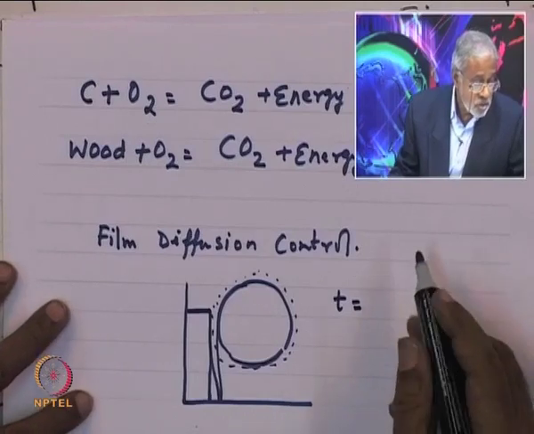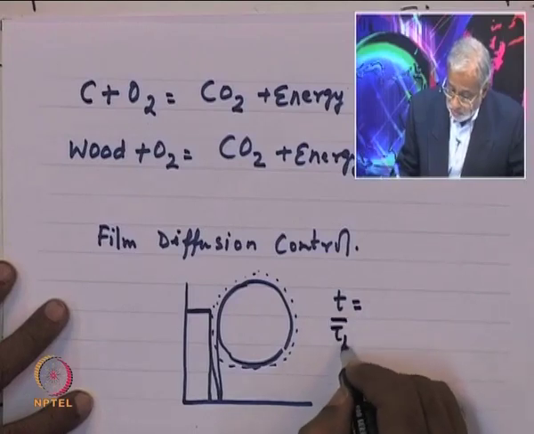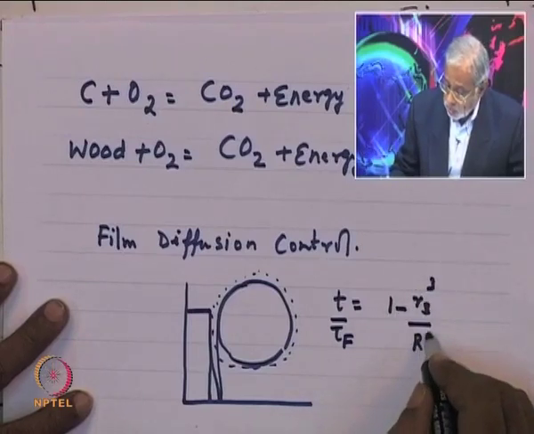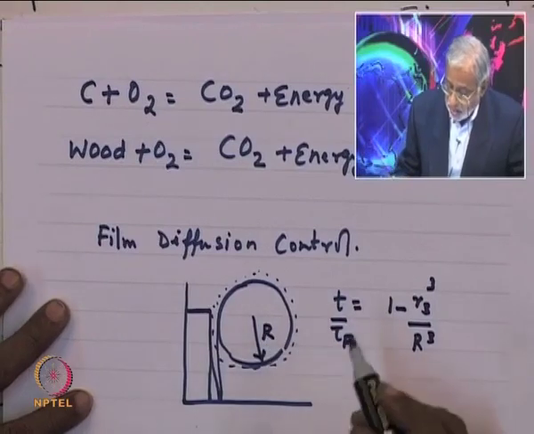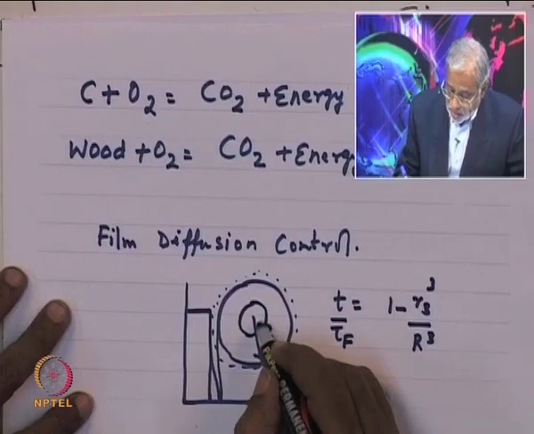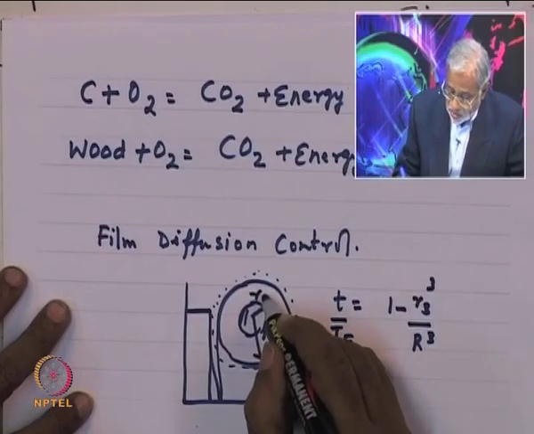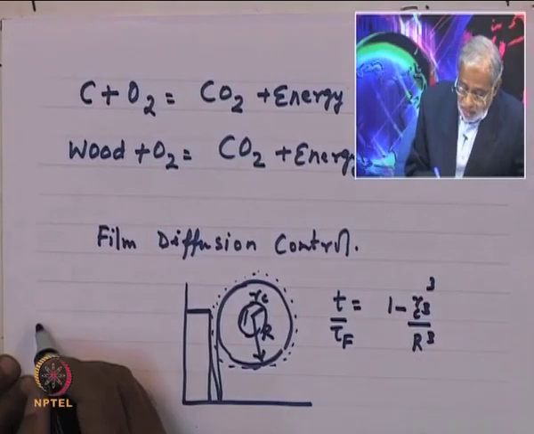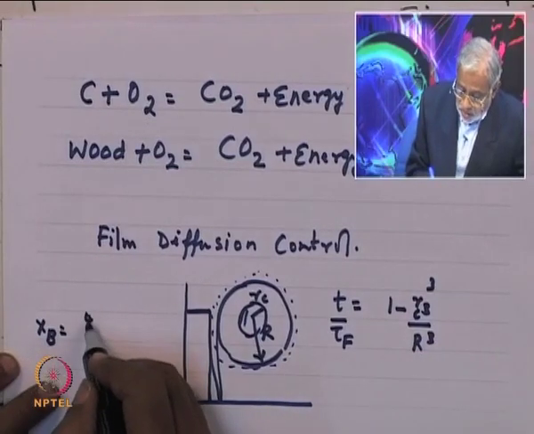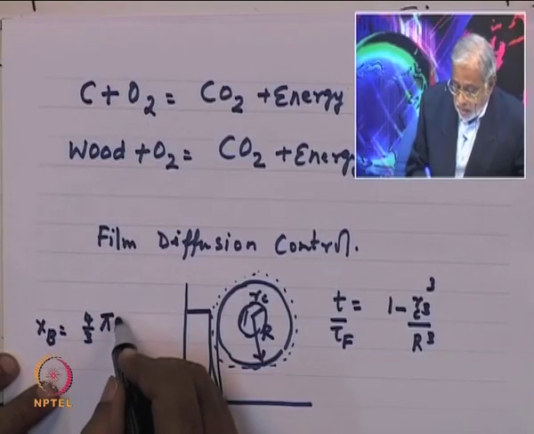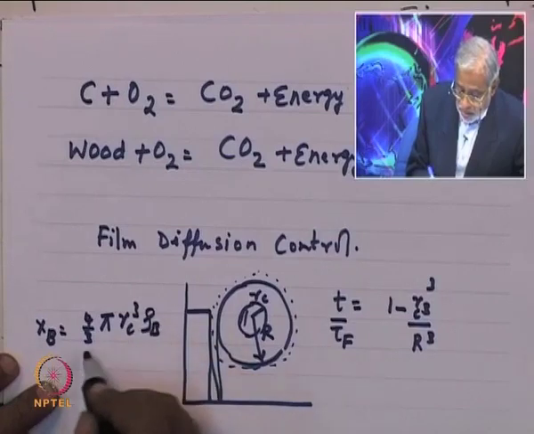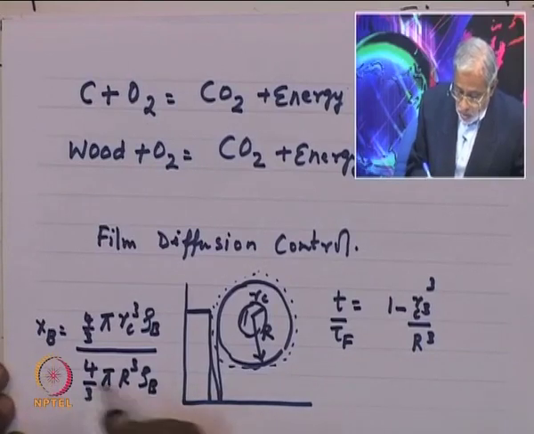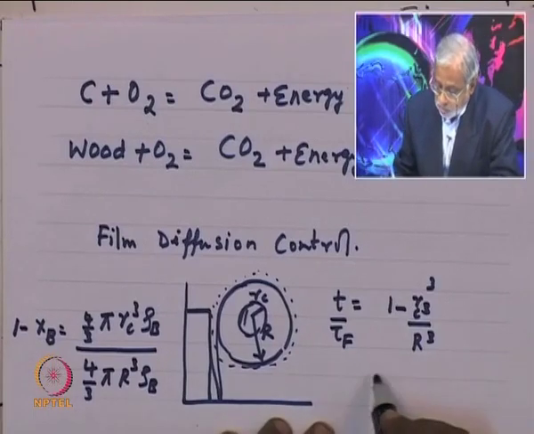The relationship we have got is t by tau f equal to 1 minus R c cubed by R cubed, where R is the particle size, and R c, we mentioned last time, is the unreacted core size, radius of the unreacted core. Since x b, which is the extent of reaction, is 4/3 pi R c cube rho b divided by 4/3 pi R cube rho b, 1 minus this, that is why this becomes simply x b.